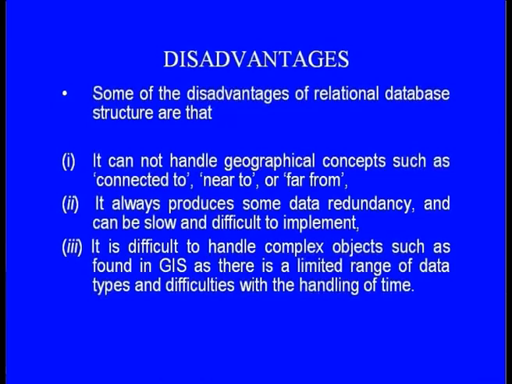Some of the disadvantages of relational databases are that they cannot handle geographical concepts such as connected to, near to, or far from. They always produce some data redundancy and can be slow and difficult to implement. It is difficult to handle complex objects such as those found in GIS, as there is a limitation on the range of data types, and difficulties with the handling of time.